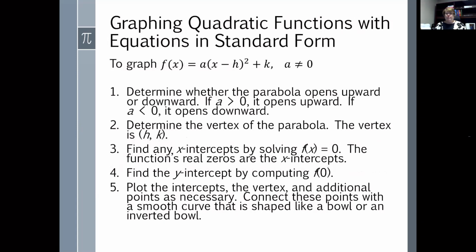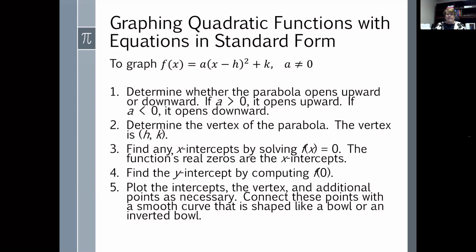So we can now use this information to graph a parabola when its equation is in standard form. To graph f of x equals a times (x minus h) squared plus k, a cannot equal 0, otherwise it's not a parabola. Determine whether the parabola opens upward or downward. If a is positive, greater than 0, it opens upward. If a is negative, less than 0, it opens downward. Determine the vertex. The vertex is the point (h, k).